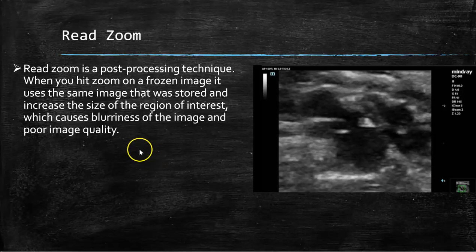Read zoom is a post-processing technique. When you hit zoom on a frozen image, it uses the same image that was stored and increases the size of the region of interest, which causes blurriness or decreases the image quality.